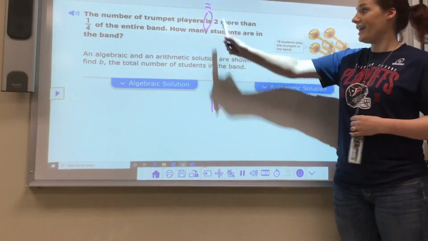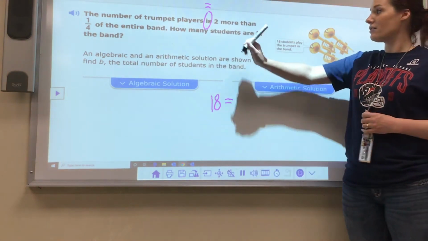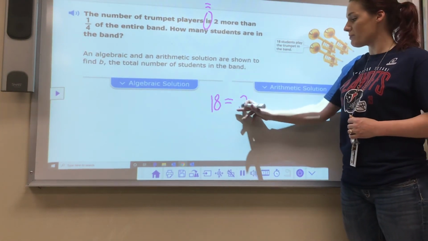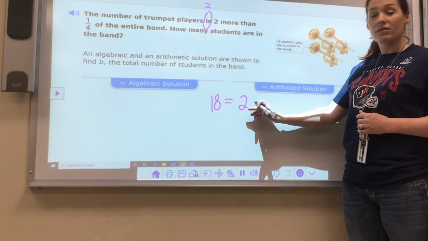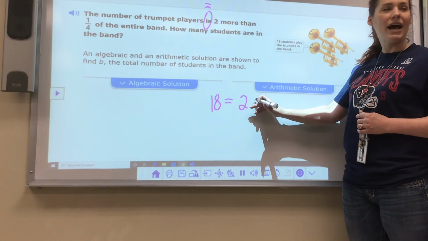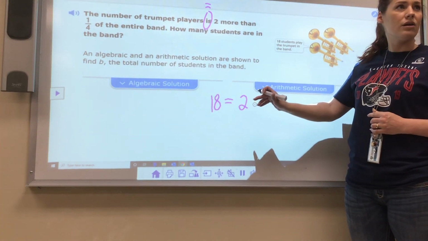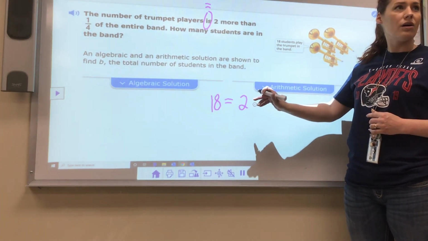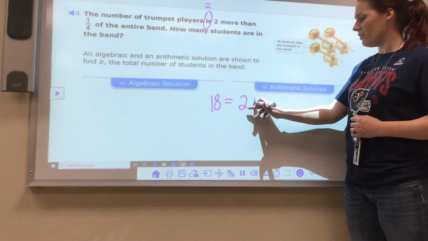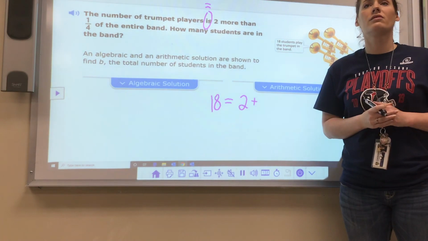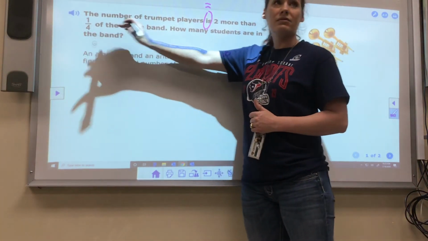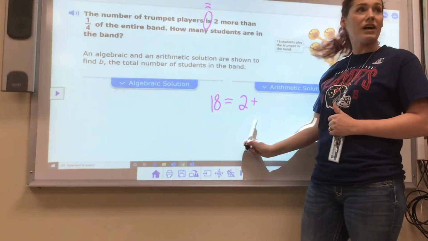Jude's got it. Is. What's next? Read this to me. 2 more than. What's more than? Add, subtract, multiply, divide? Add. Ivan? Okay, 2 more than is what we've got so far.